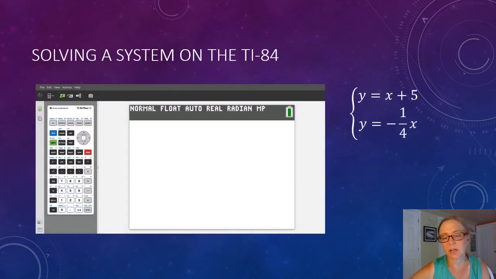Now we're going to watch a video where we solve a system on the TI-84. Before we begin, please notice that in both of these equations, y is isolated.